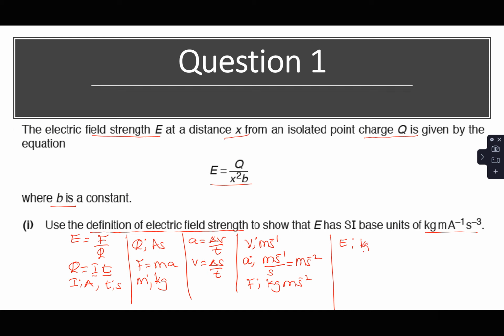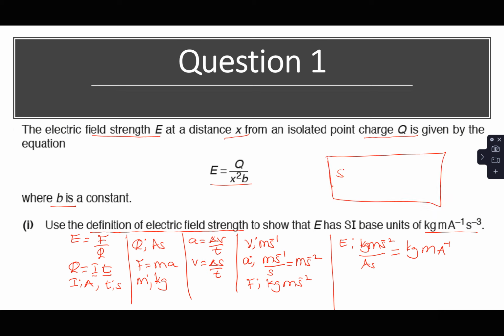Force is kilogram meters per second squared divided by charge, which is actually ampere seconds. When you simplify, this becomes kilograms meters. When ampere goes up, it becomes per ampere. Then when S goes up, here I have a mathematics window for you, especially those doing PCB.